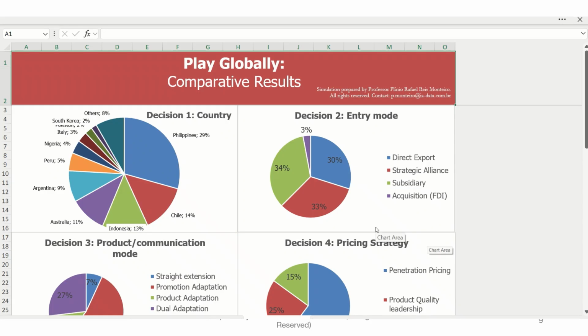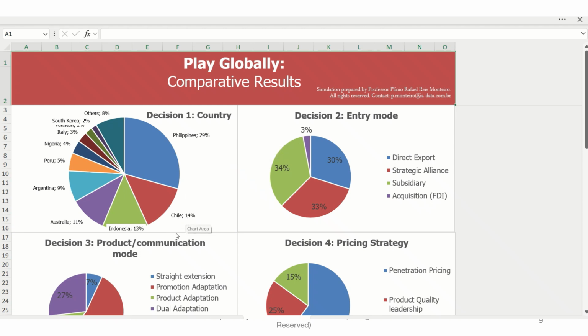Now, let's check the main decisions that occurred during the simulation. Most students selected Philippines as one of the targets. Indeed, there are really good and dispersed results for this country. There are companies and students that achieve really good results based on the other decisions, and other students that really don't achieve a really good result here.